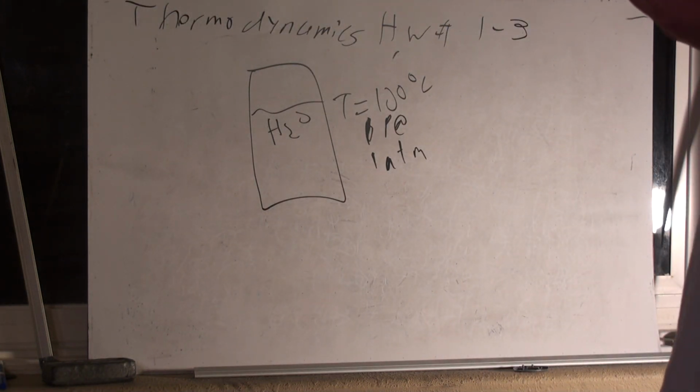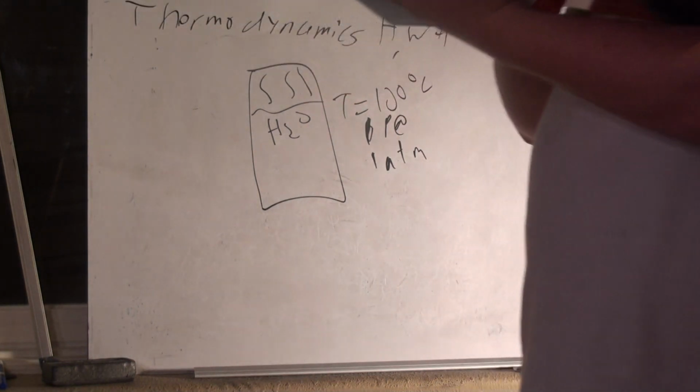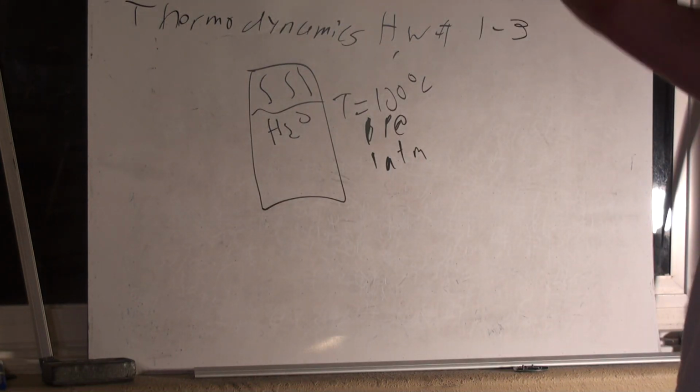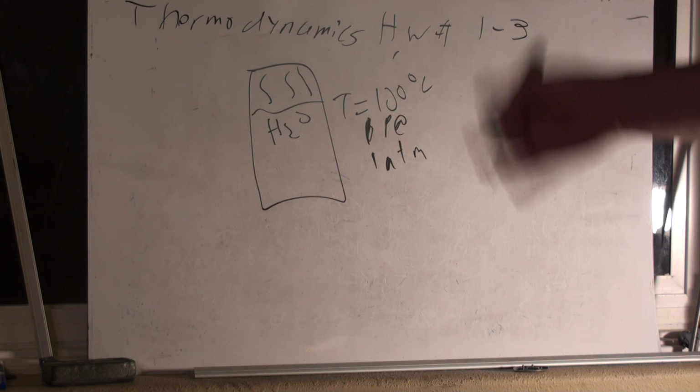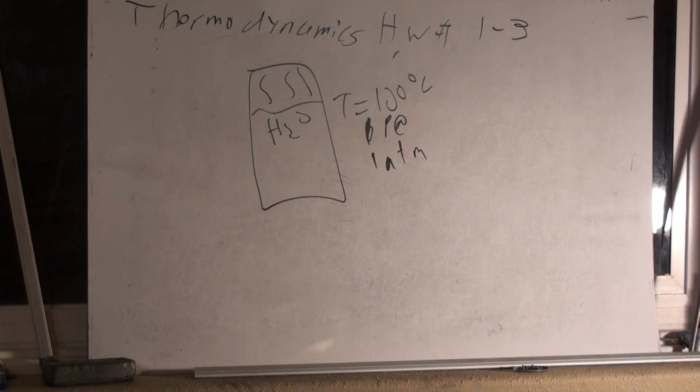Let's just keep reading the problem. Some of the water is in the liquid phase, which means some of it's in the vapor phase. If there's some in the liquid phase and some in the vapor phase, that means I am boiling. And if I am boiling and I'm at 100 degrees Celsius, that means I have to be at 1 atm, because if it's saturated and my temperature is set, the pressure is now dependent upon the temperature. So let's go back to the problem.